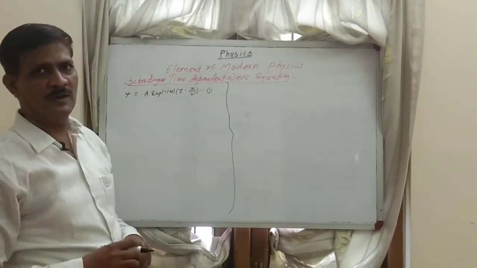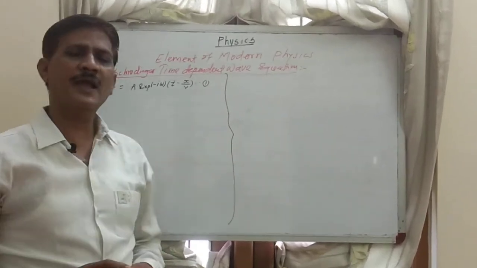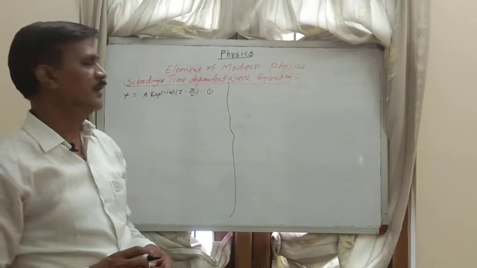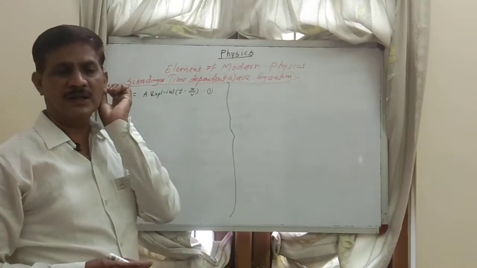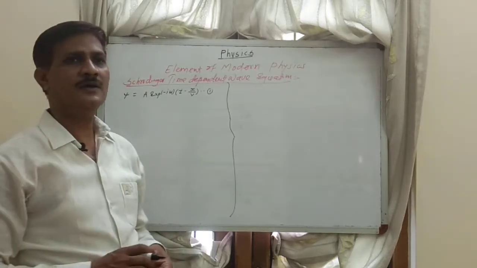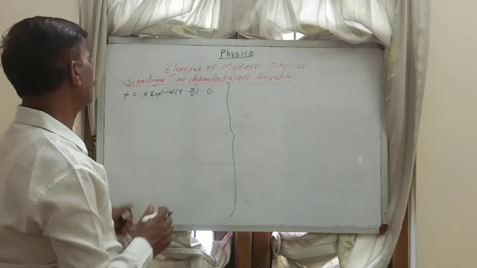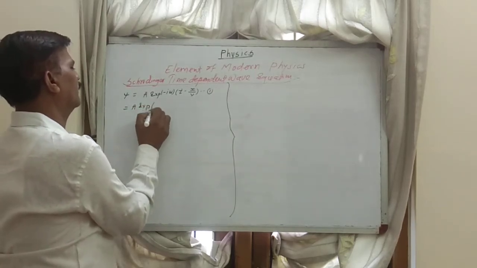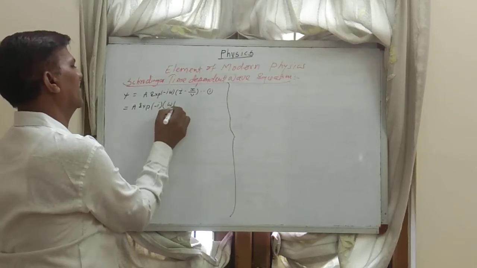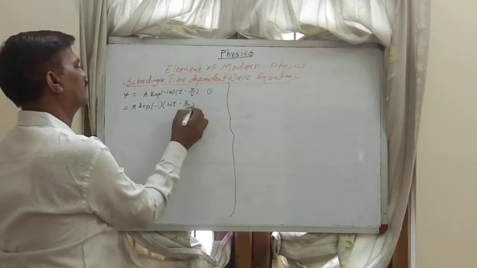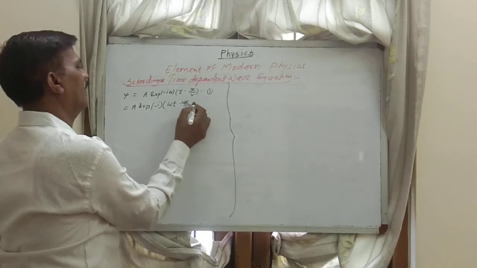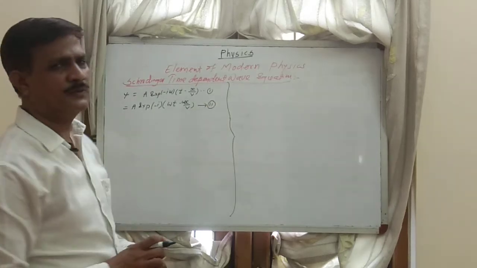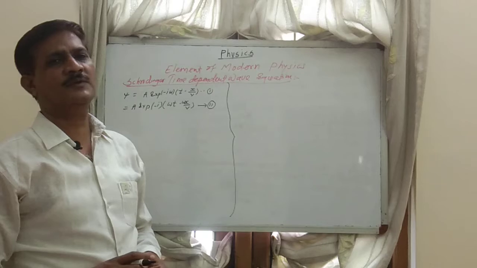Here a is the amplitude, omega is the angular frequency, that is 2 pi nu, t is the time, x is the position as the free particle moves along the positive x direction, and v is the velocity. Here, psi equals a exponential minus i omega (t minus x by v). Our aim is to develop the Schrödinger time dependent equation.